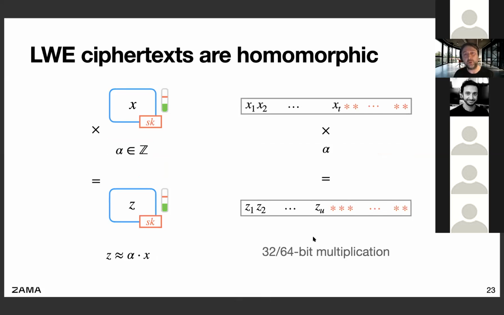The other operation that you can do easily is a multiplication with an integer, possibly a signed integer, and the same thing happens in this context. Basically, the plaintext is going to be multiplied like it was a regular 32 or 64-bit multiplication with an integer.